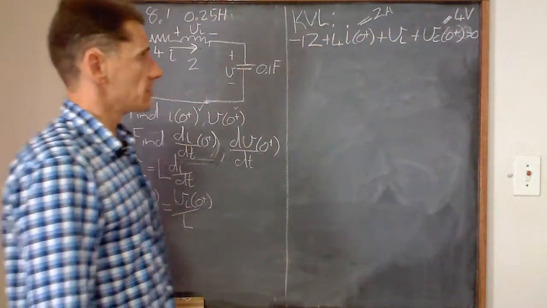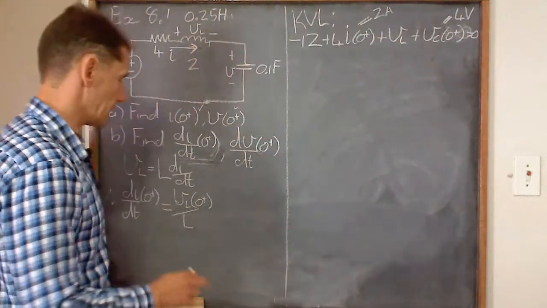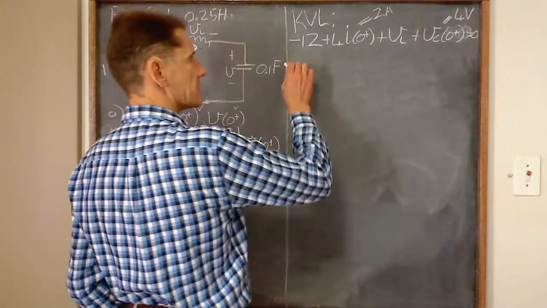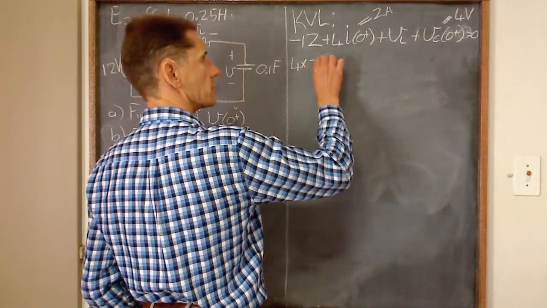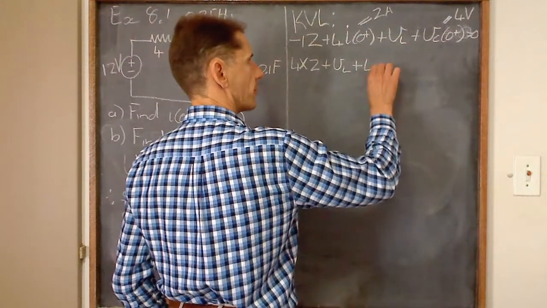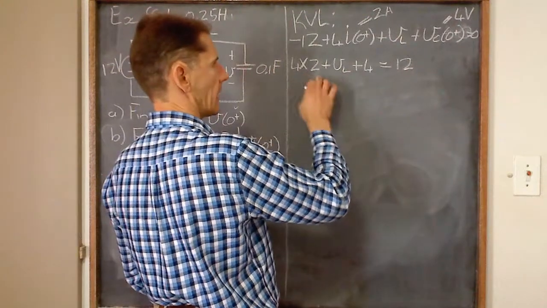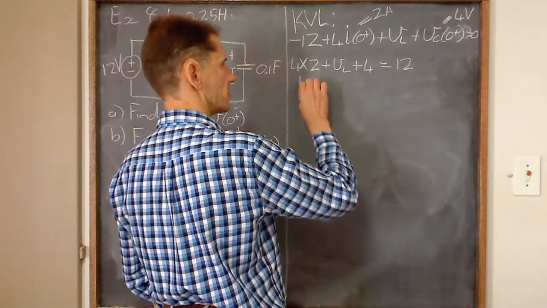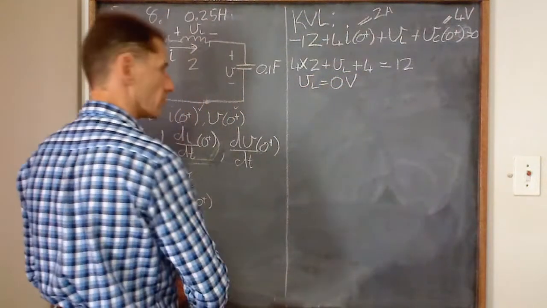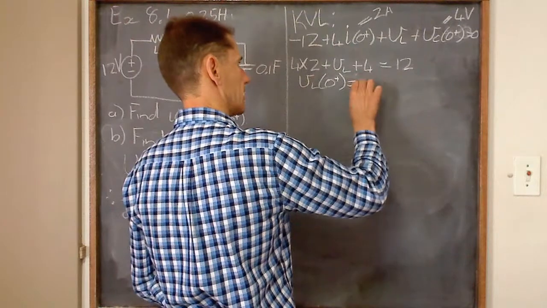At 4 volts. So now you can see why it's important that you first get those two values, because you're going to need them when you start calculating the derivative initial conditions. So let's substitute. So we've got 4 times 2 plus VL plus 4 equals 12. Okay, so 8, 12, 12 minus 12 gives you 0, so VL equals 0 volts. Let me rather write it like this: VL at time 0 plus equals 0 volts.